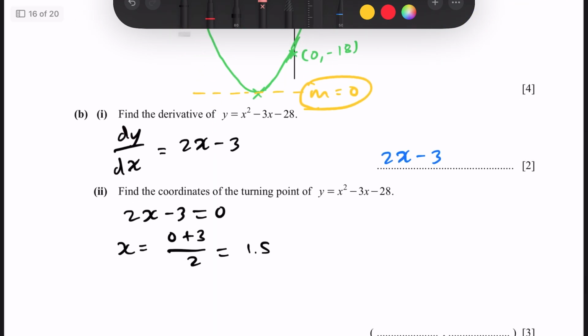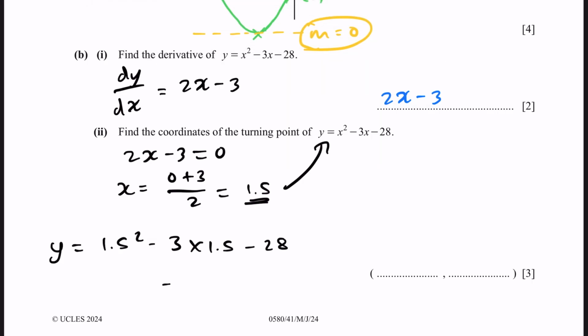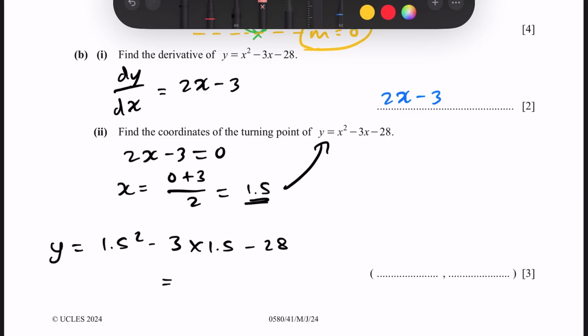Now, with that in mind, we can sub in the value of x into y is equal to x squared minus 3x minus 28. Since y is equal to x squared, which is 1.5 squared, minus 3x, which is minus 3 times 1.5, minus 28, this is equal to minus 30.25. So our x value is 1.5 and our y value is negative 30.25.